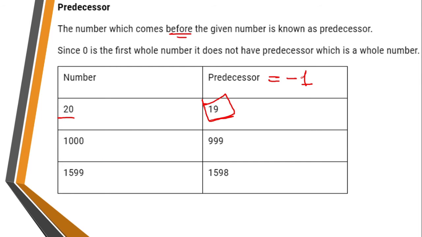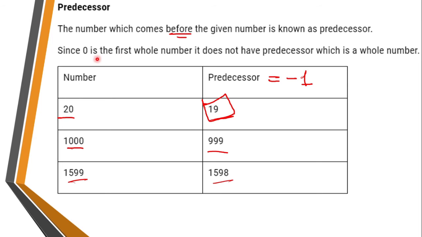Okay, let's see some more examples. 1000. 1000 minus 1 is 999. So 1000's predecessor is 999. In the same way, 1599's predecessor is 1598. So this was about predecessor.